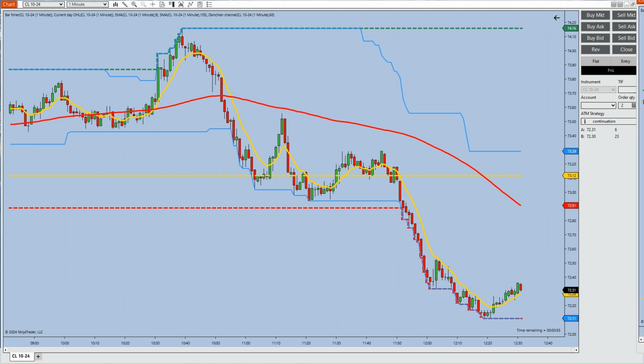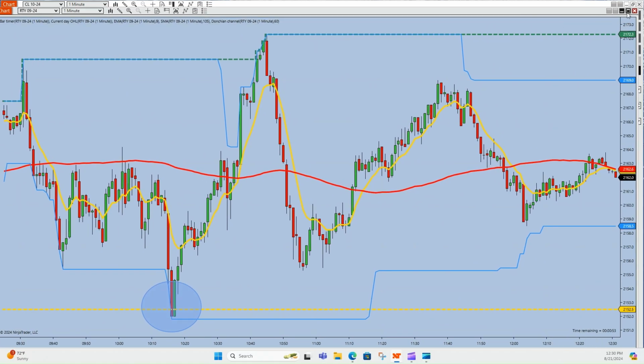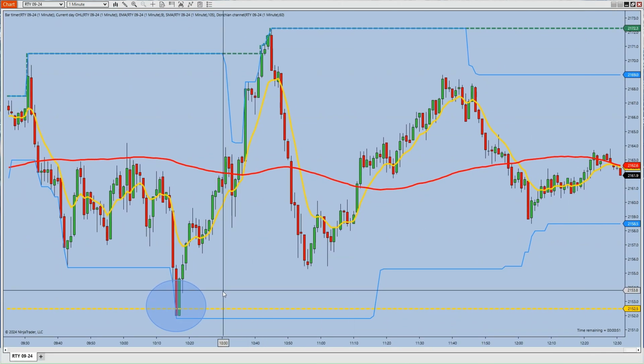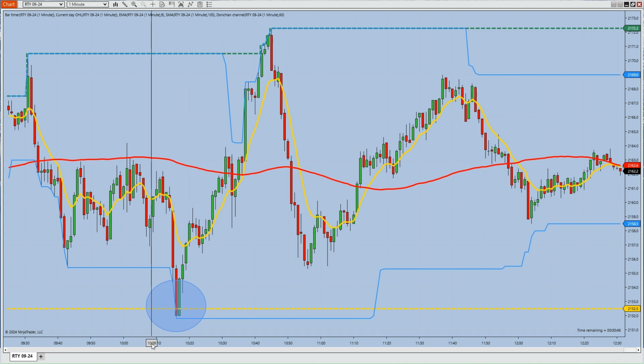Let me just grab the RTY for a second and see if there's any 5 minute red line setups here. Let's see here.